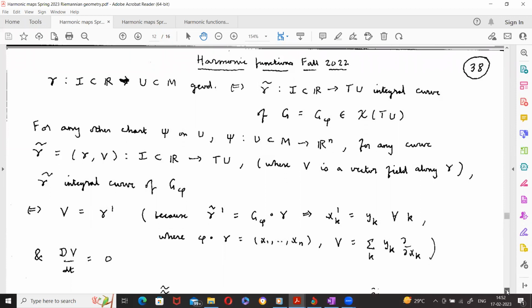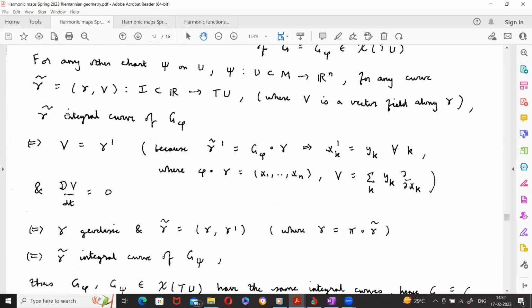So we see that if gamma tilde is an integral curve of this vector field G phi, then that means that xk prime has to be yk for all k, right? And because the vector field V is the summation of yk del del xk, V becomes the sum over k of xk prime del del xk. In other words, V becomes gamma prime. Okay. So V has to be gamma prime.